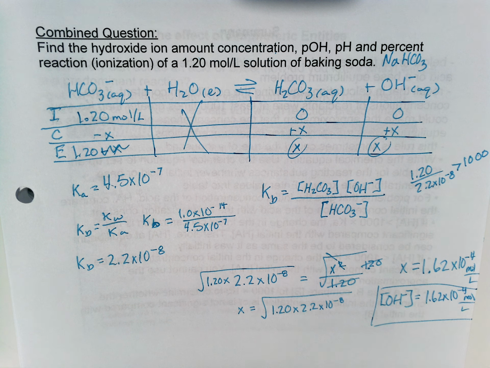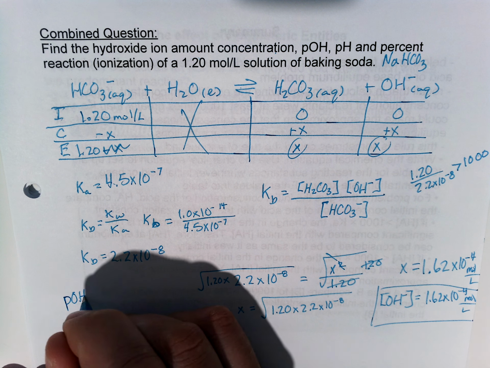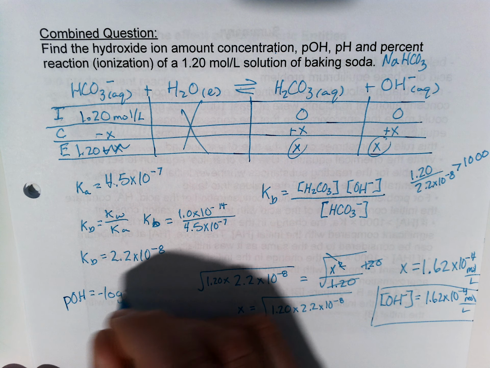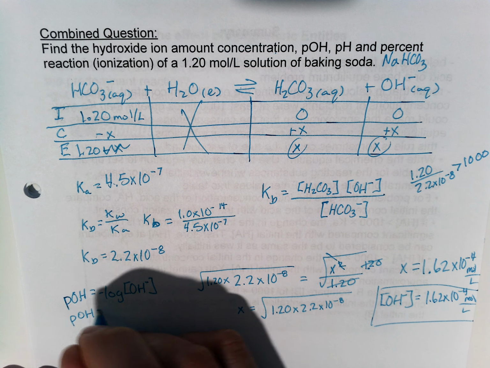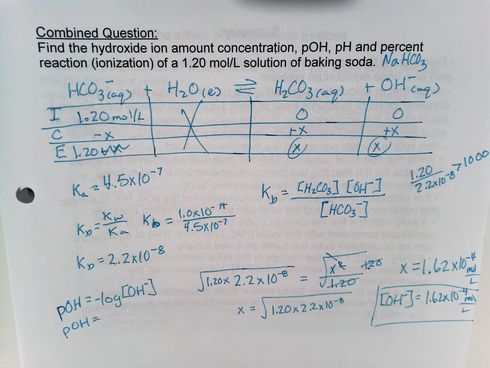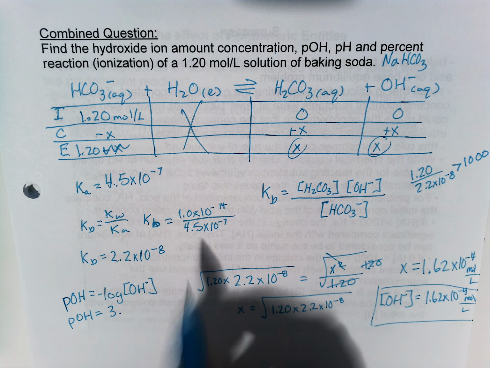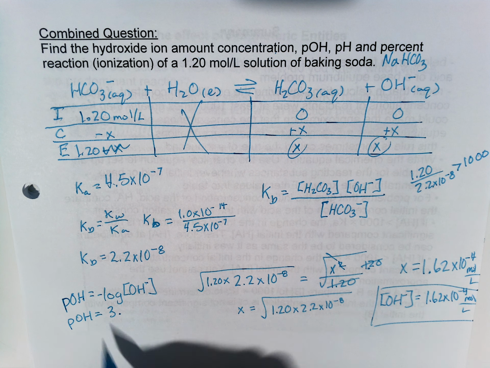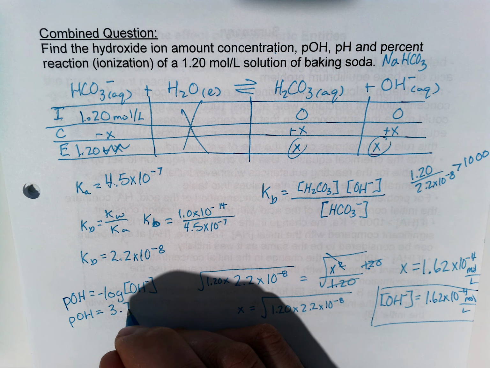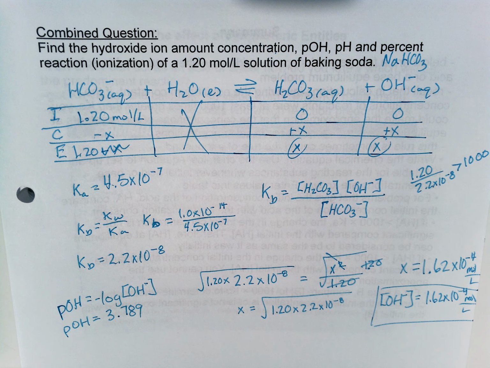Okay, now we want to find the pOH. So pOH, I'm going to go over here. It's equal to negative log of our hydroxide concentration. Okay, so negative log. We got our pOH 3 point, and for significant digits, we have 3 here, which means for our pOH, we're going to have 3 after the decimal, 3.789.